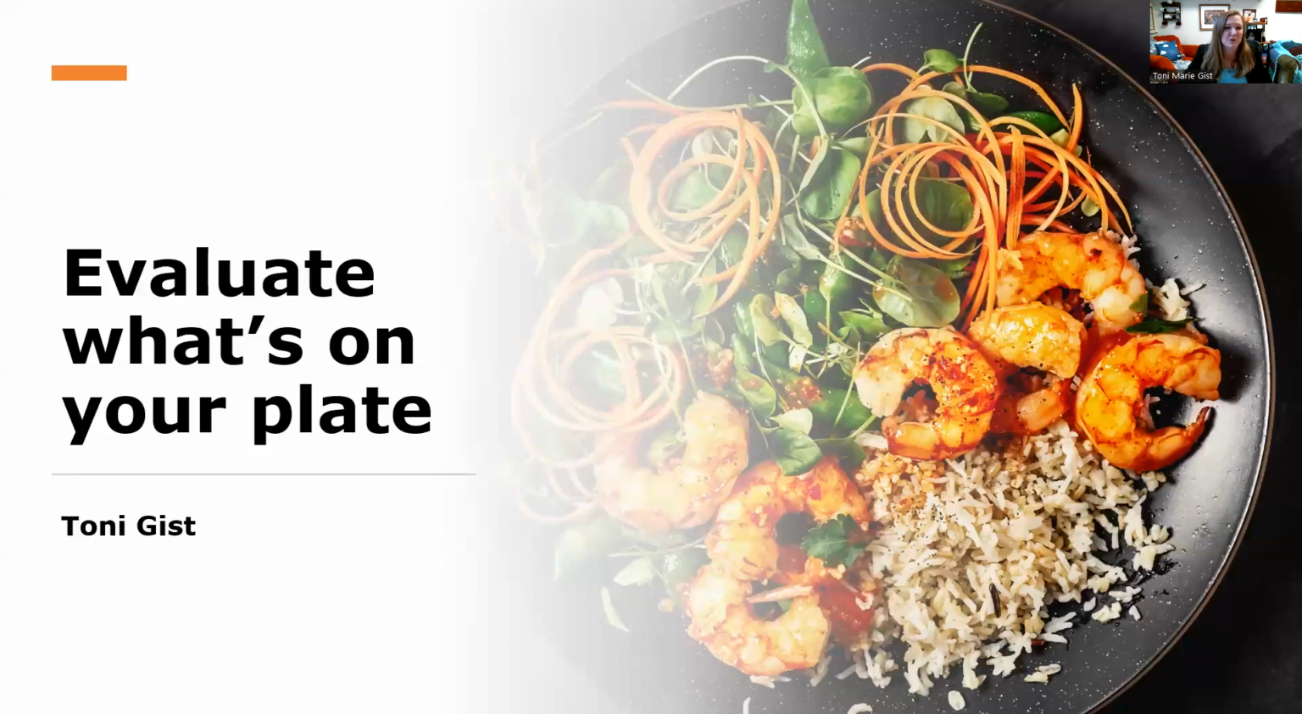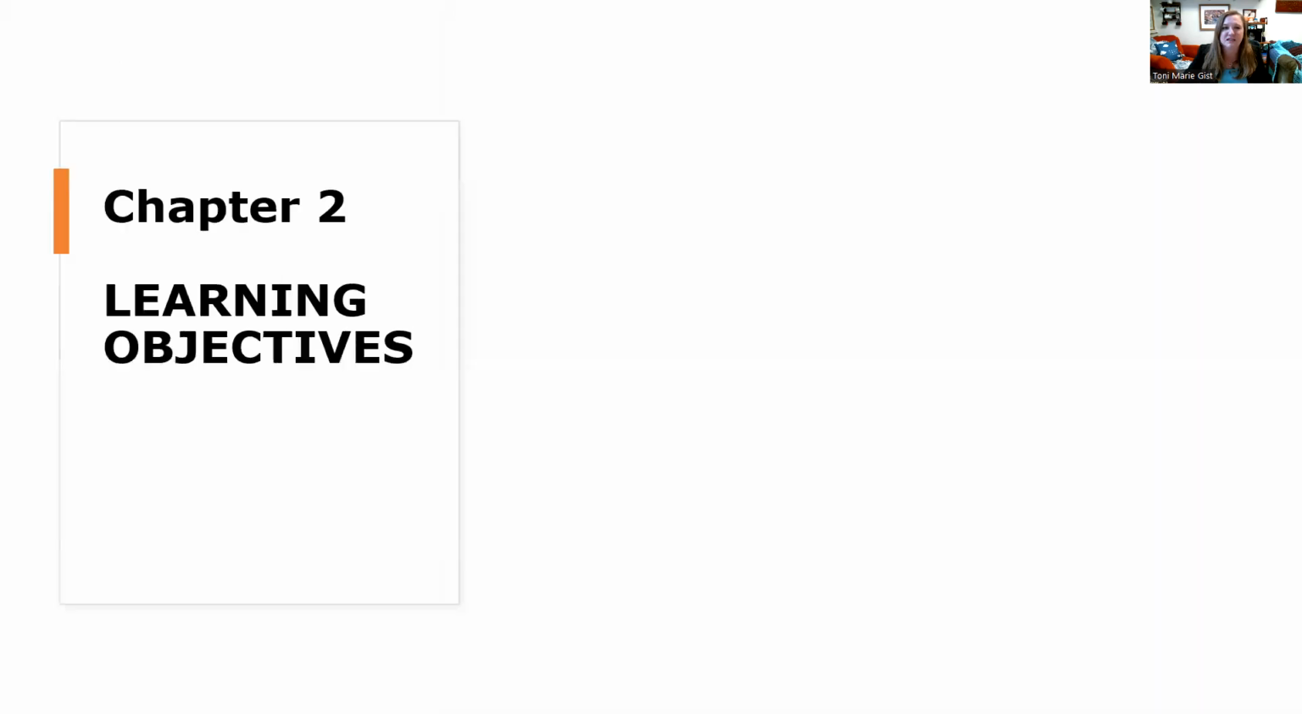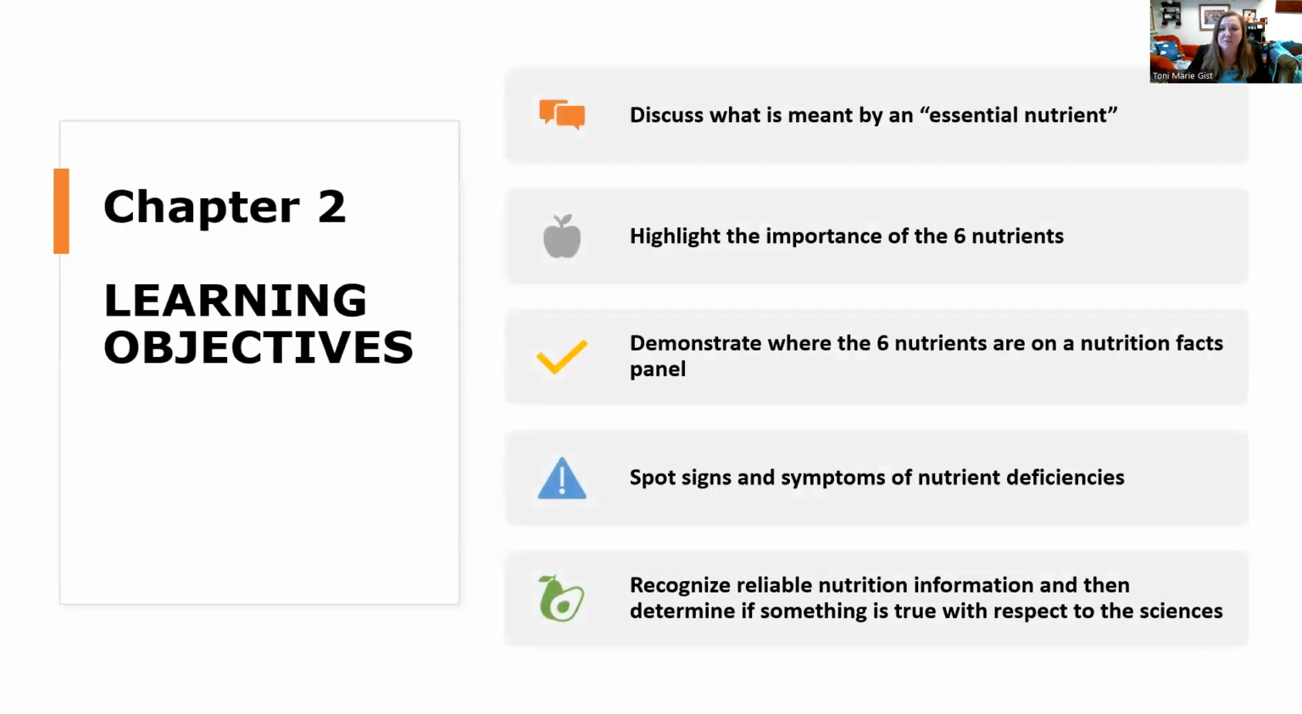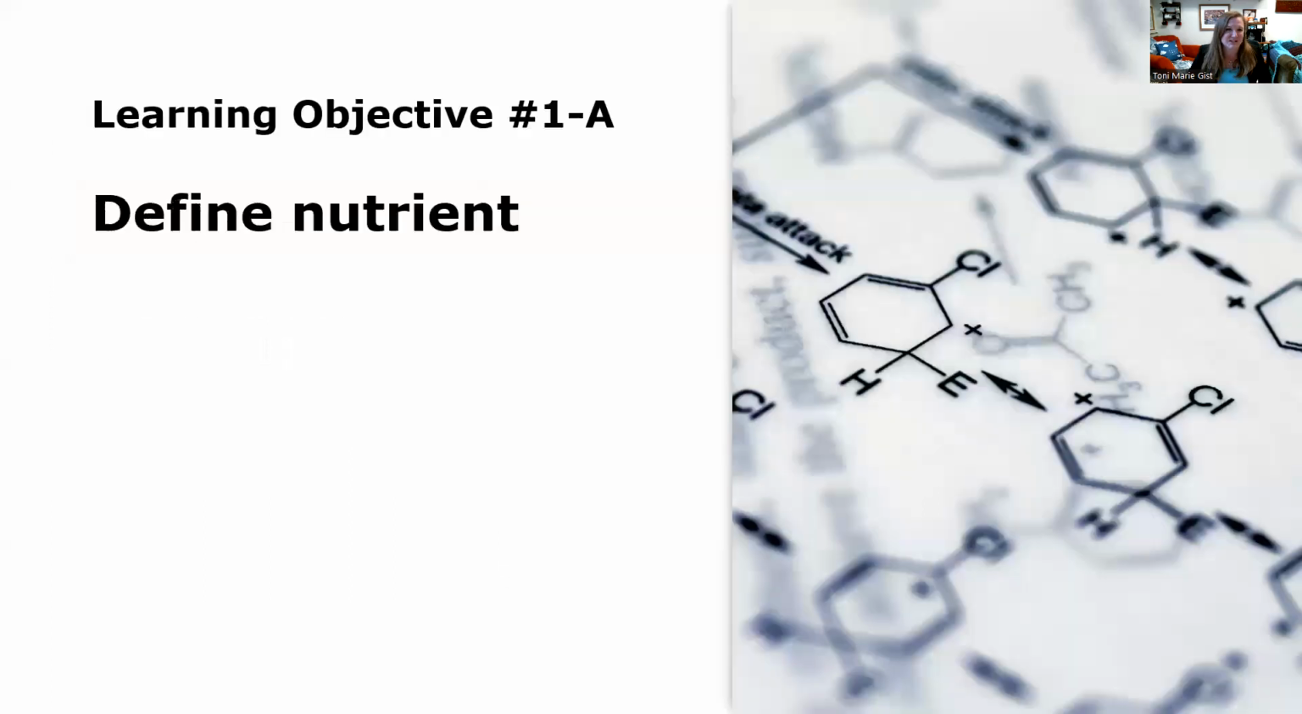With evaluating what's on our plate, we have some basic learning objectives that we want to cover. For example, we want to discuss what's meant by an essential nutrient. We want to highlight the importance of these 6 nutrients. We want to demonstrate where the 6 nutrients are on a nutrition facts panel. We want to spot signs and symptoms of nutrient deficiencies, and we want to recognize reliable nutrition information and then determine if something is true with respect to the sciences. So let's begin with that first learning objective.